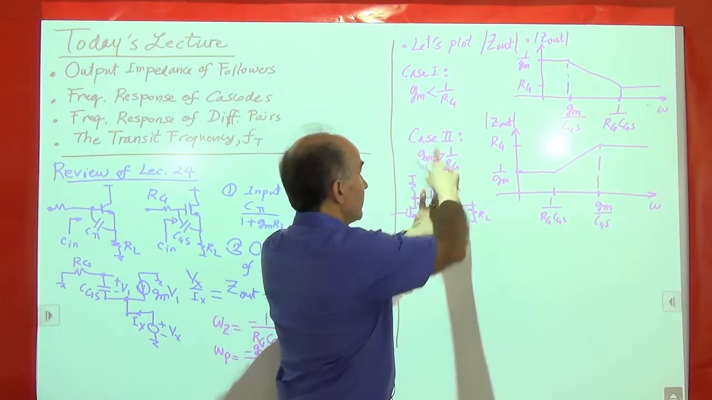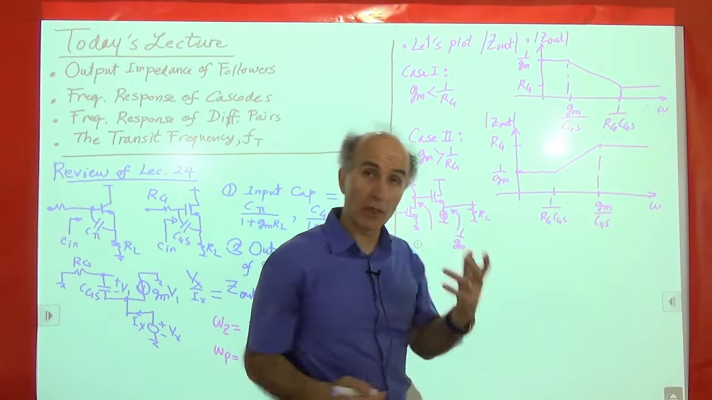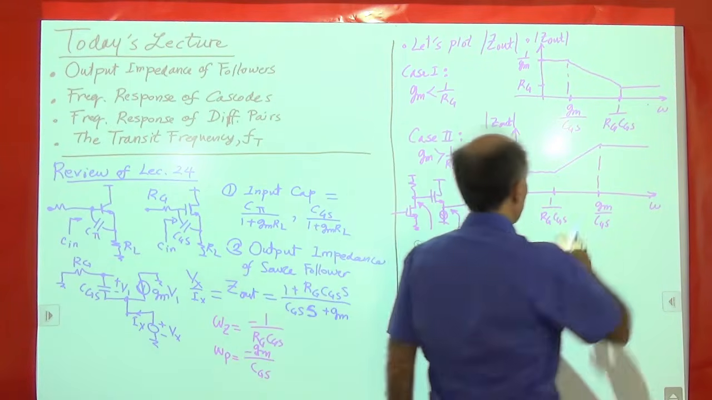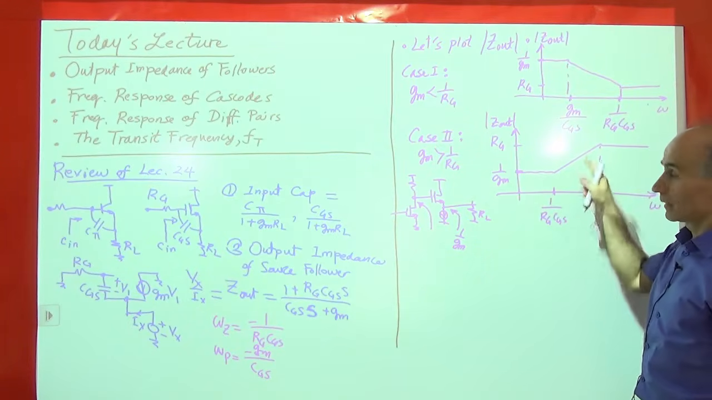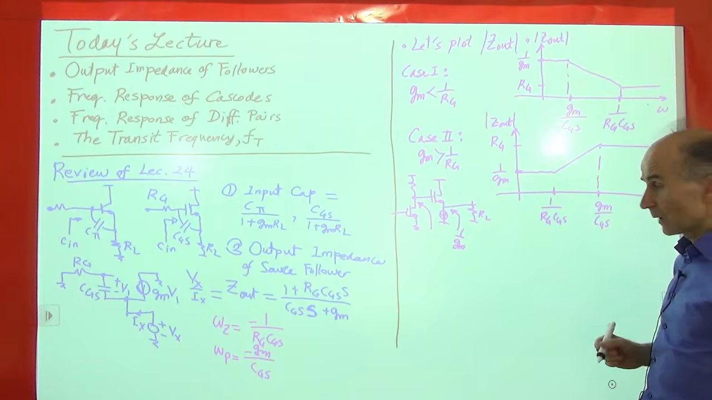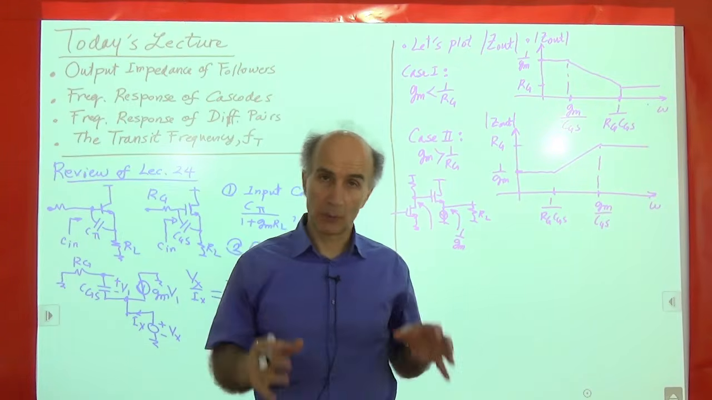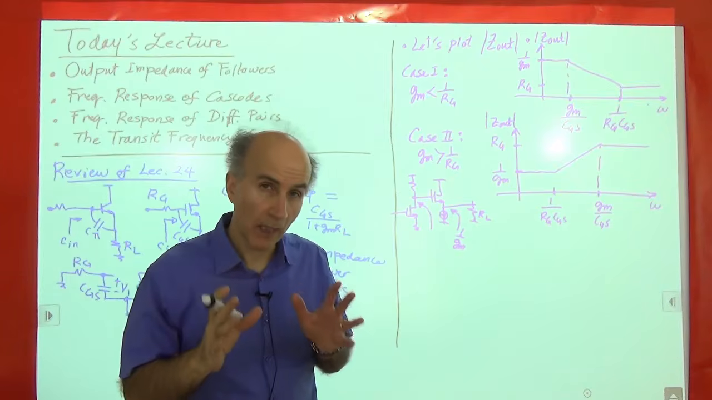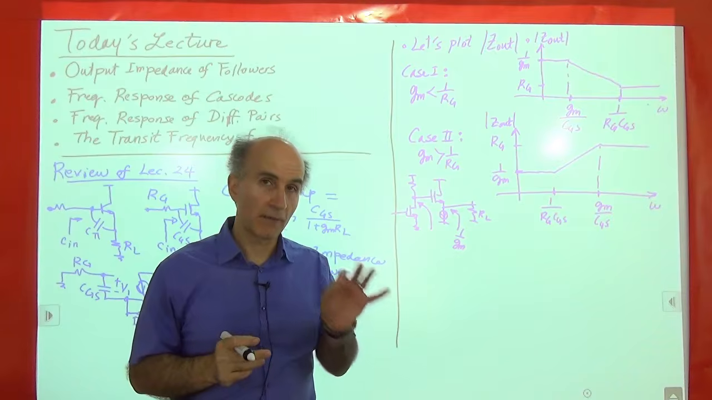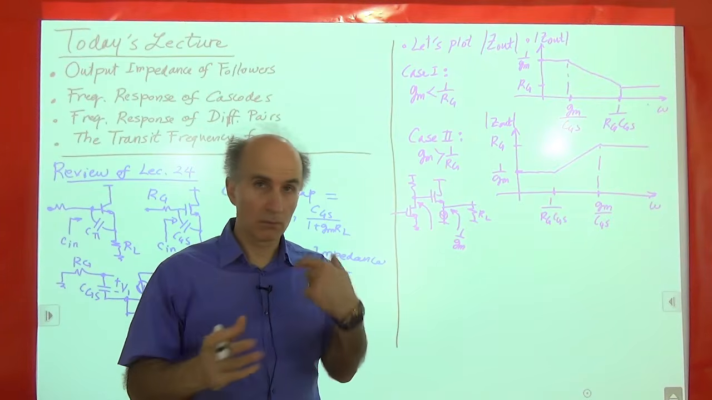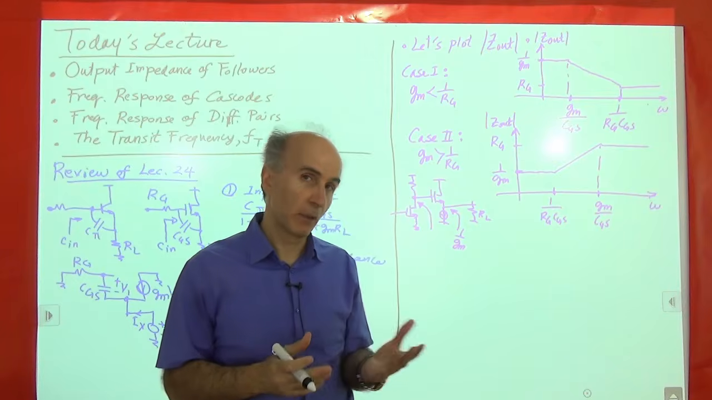Okay, so case number 2 is a more realistic case, and it's also a more interesting case. Because if we examine the behavior of this impedance from here to here, we see something interesting. What is going on here? The impedance at the output of the source follower is going up with frequency. Does that remind us of any component from basic circuit theory that has a similar behavior?